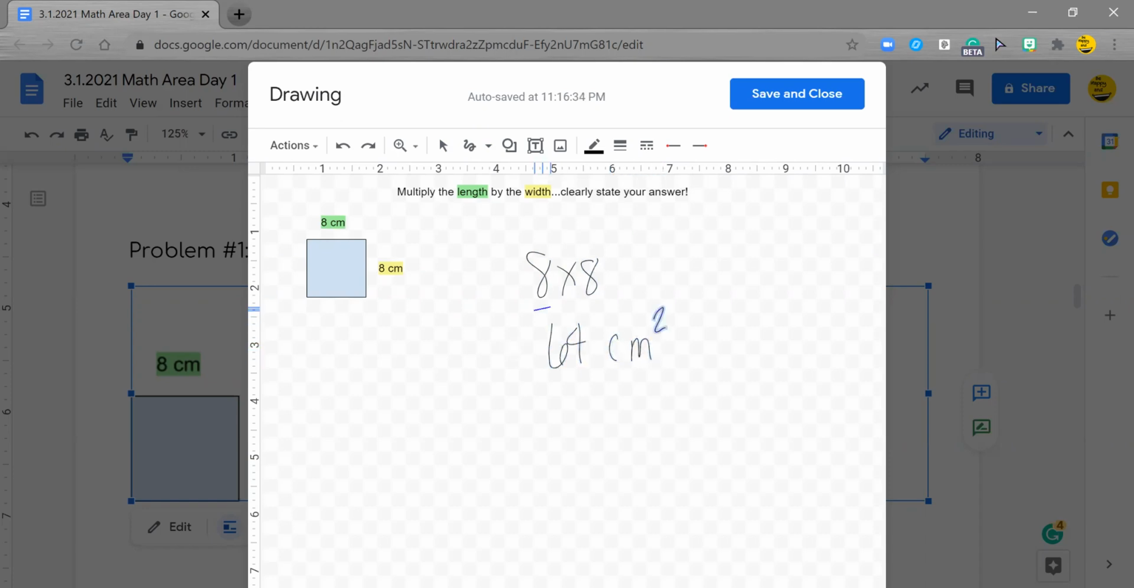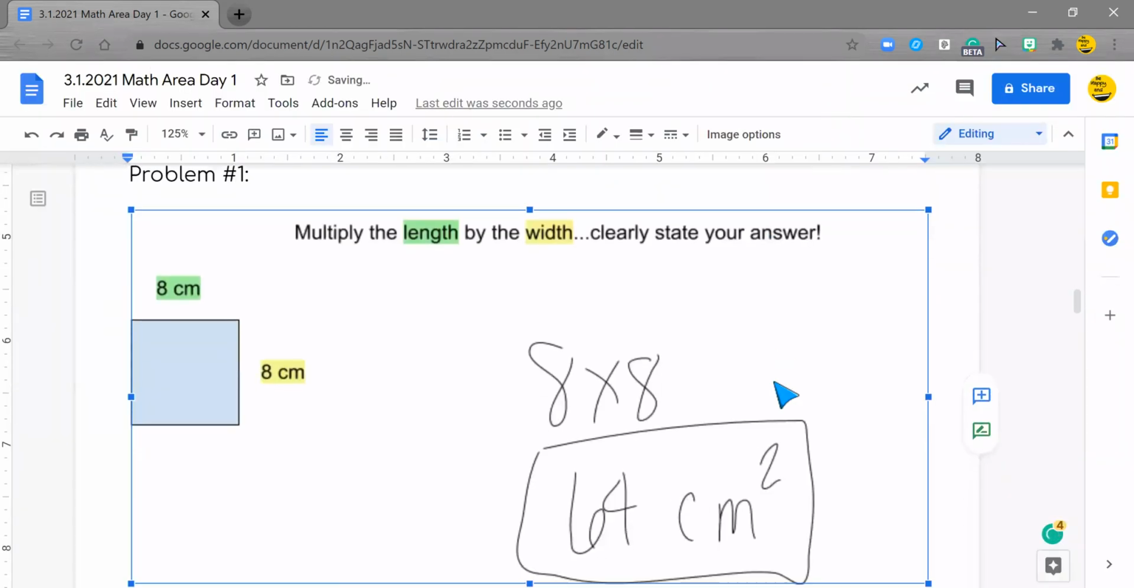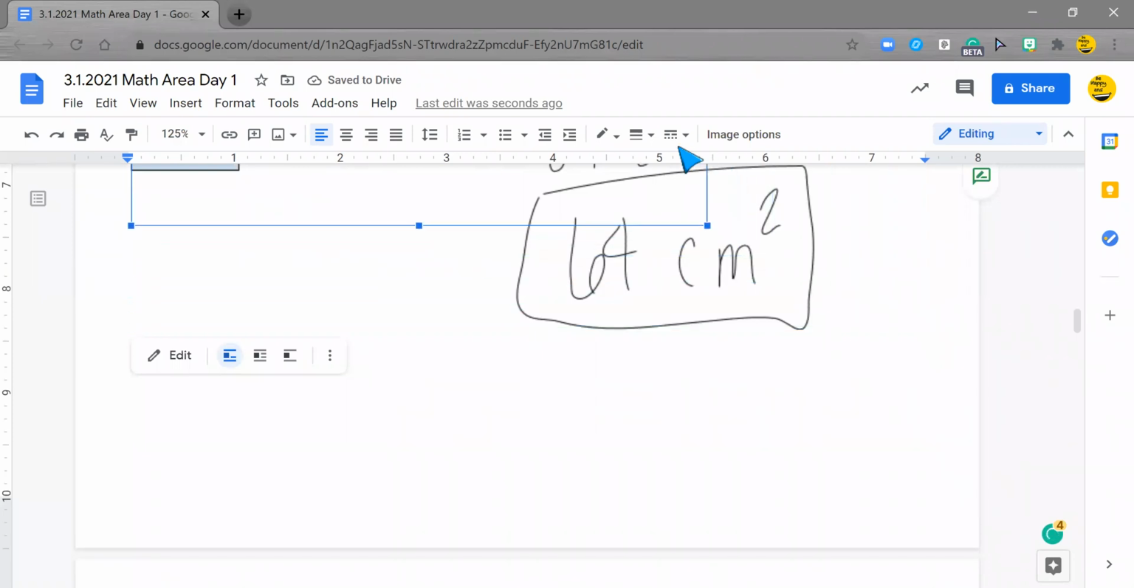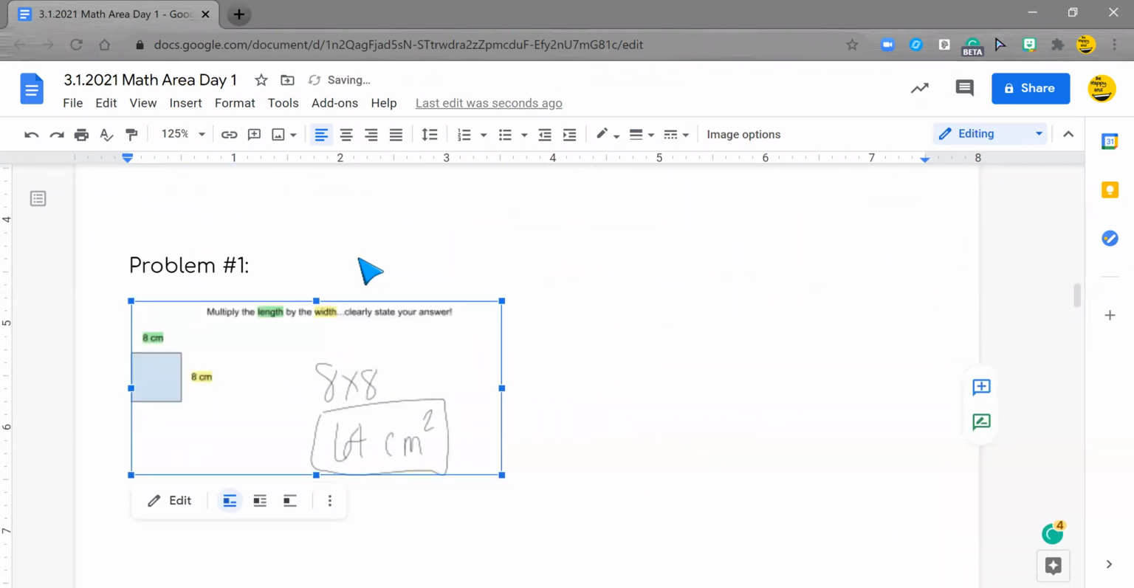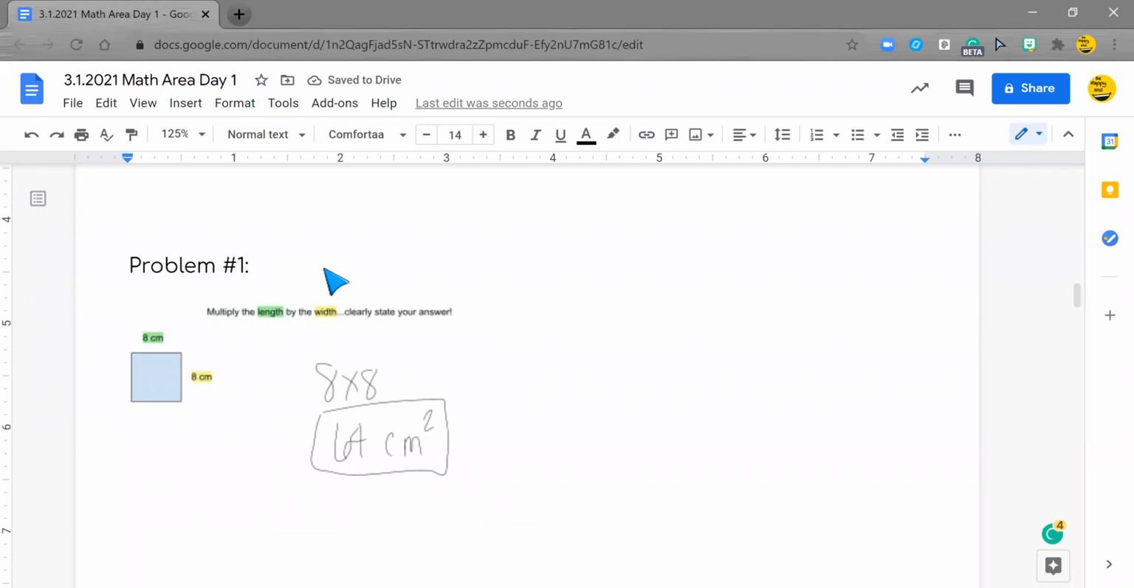Look at how I put that 2 up. It's like superscript or something like that. On a Word document, it's, I think, superscript. So I will learn how to do it on Google. Right now, I'm not too sure. I'm going to make this smaller, of course. For problem number 1, if I don't have access, I do 8 times 8 equals 64 centimeters squared. And the caret is telling you it's supposed to be squared, you guys.